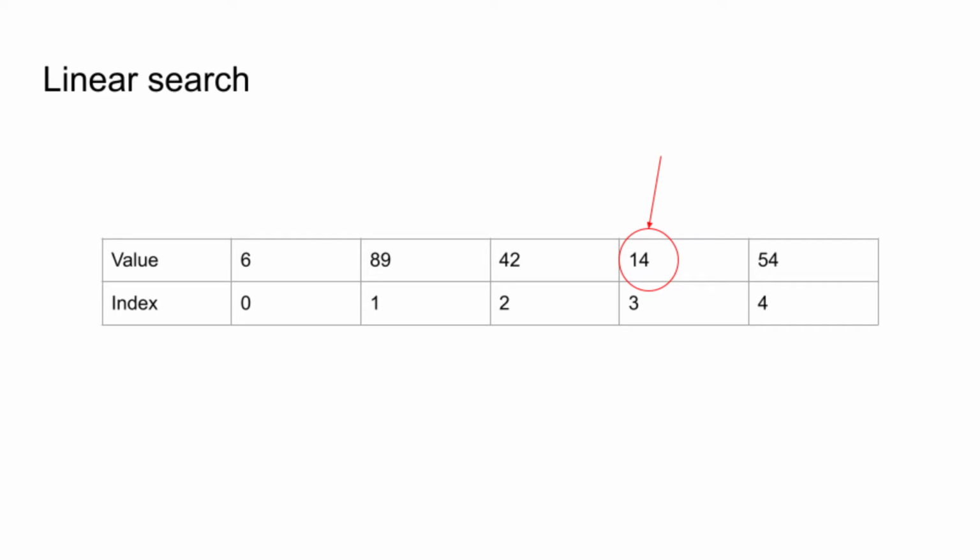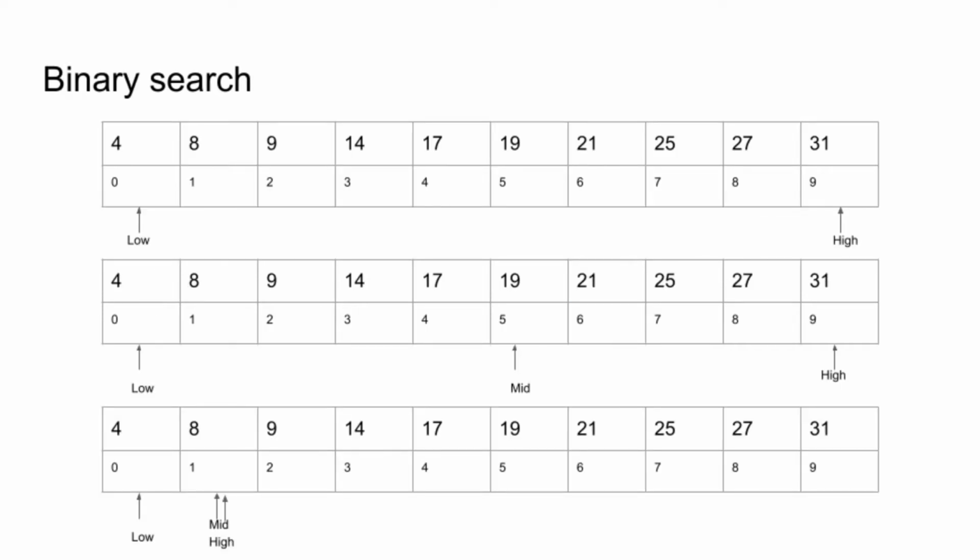One advantage of this is the list doesn't have to be sorted for this to work. In this example, you can see that the numbers are not in order, but it finds the number 14 at index 3. Binary search has to have a sorted array in order to work, unlike linear search.